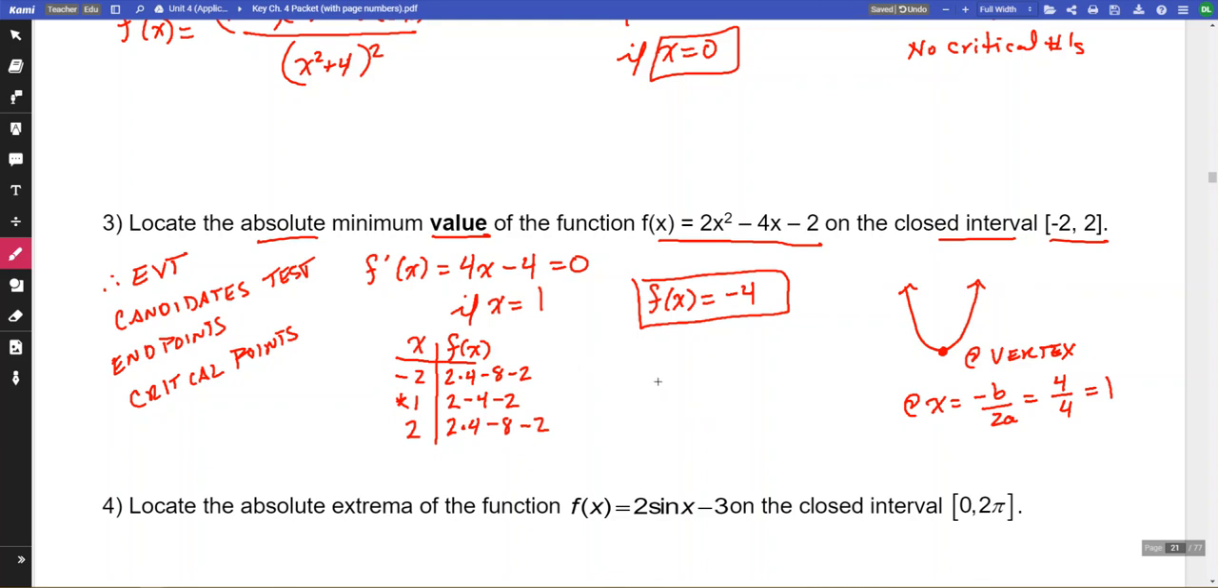value is negative 4. So our non-calculus approach, so therefore we know that f of 1 is equal to negative 4, and negative 4 is that minimum value. But realize, it asks for the value, not for the point. Do not give the point.